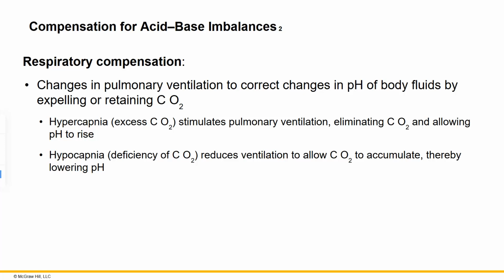Hypercapnia, excess carbon dioxide, stimulates pulmonary ventilation, eliminating carbon dioxide and allowing the pH to rise. Hypocapnia, or deficiency of carbon dioxide, reduces ventilation and allows carbon dioxide to accumulate, thereby lowering pH.